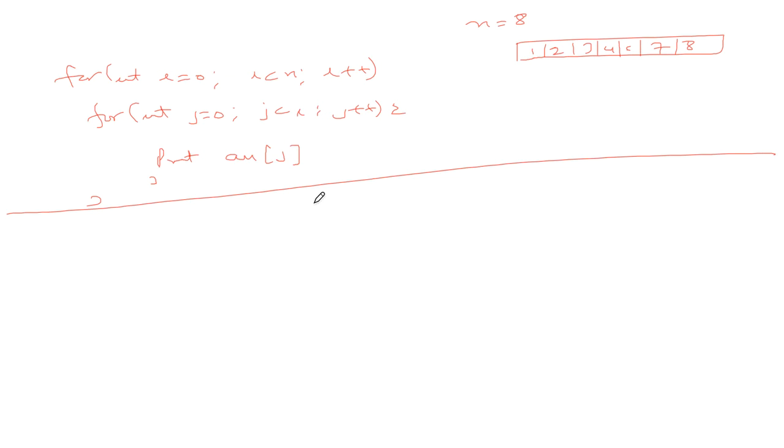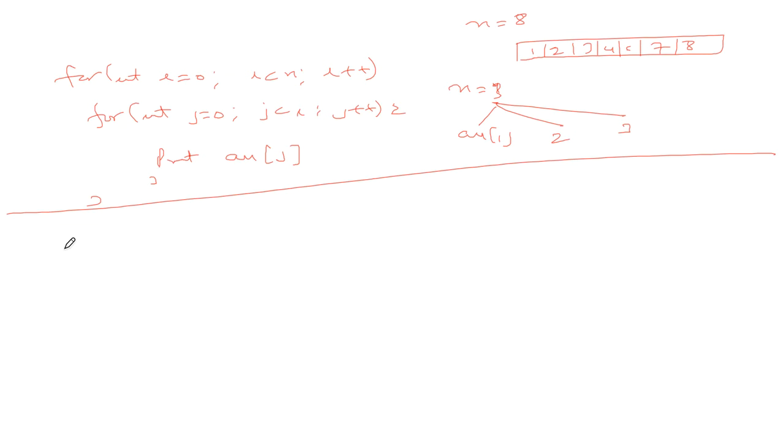N square, right? Now let's try to relate what exactly is happening in our case. Let's take a smaller case. For i equal to 0 to i less than 3: for j equal to 0, j less than i, so it will execute 1 time only, and arr of j is executed 1 time, right? For i equal to 1, it will execute 2 times. For i equal to 2, it will execute 3 times, right?